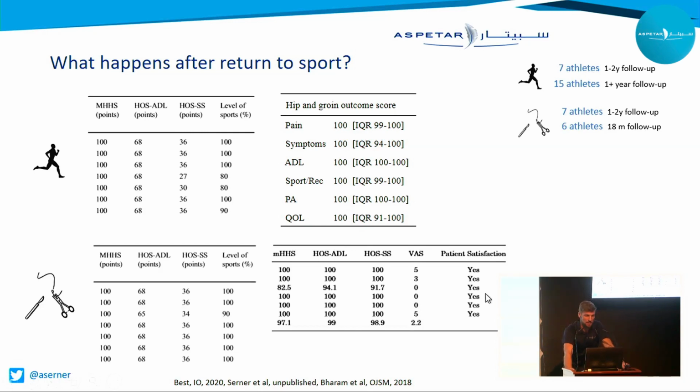And similarly, another surgical study on 6 players with around 1.5 years follow-up after an avulsion, also using the same scales as the other surgical study, with a modified Harris hip score, the hip outcome score of activities of daily living and sport specific. We can see close to top scores in these 6 players, despite a few of them still having quite considerable pain. A couple of these guys, but as an overall, quite excellent results.